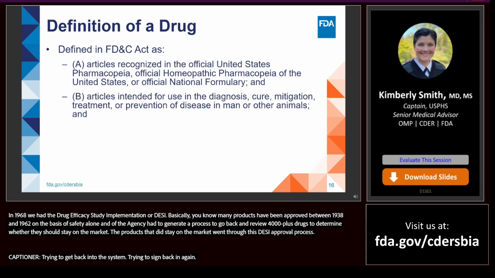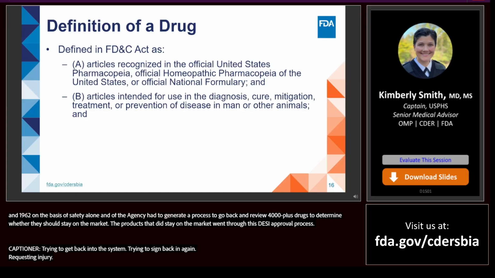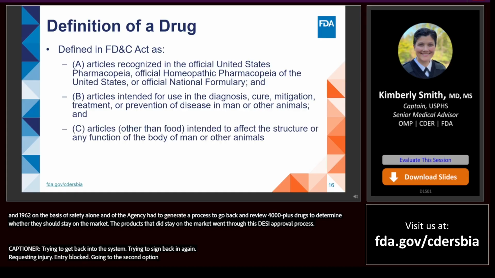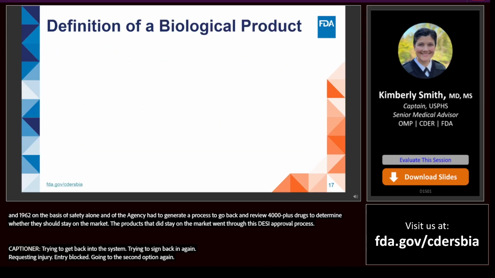And they're articles that are intended to use in the diagnosis, cure, mitigation, treatment, or prevention of disease in man or other animals. And they're articles other than food intended to affect the structure or any function of the body of man or other animals. And then finally, they're articles intended for use as a component of something specified in A, B, or C.